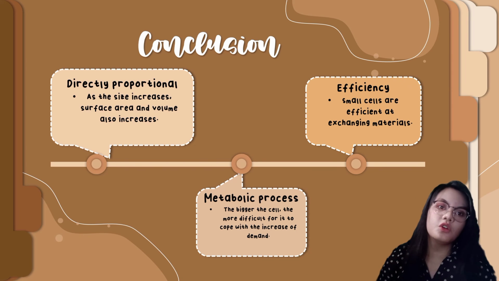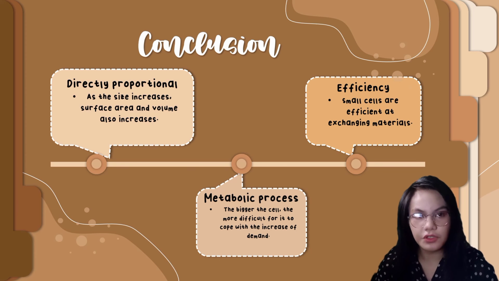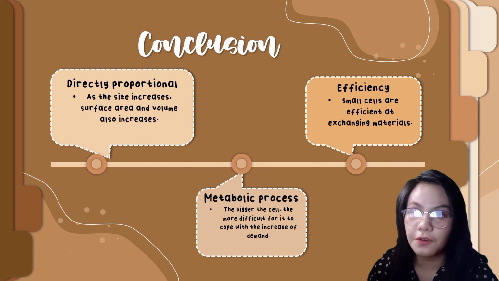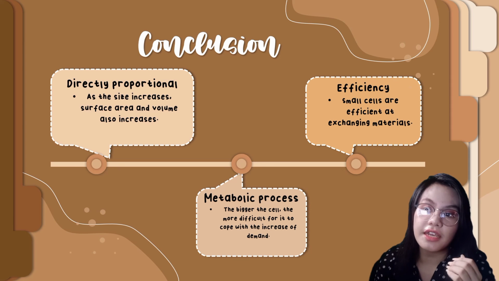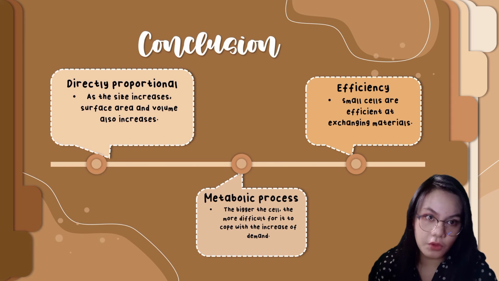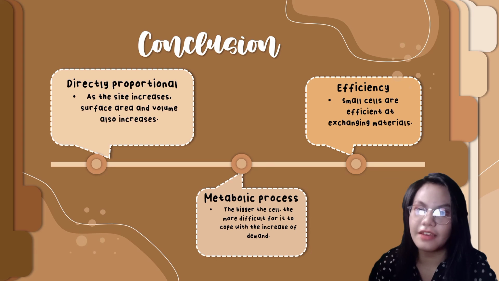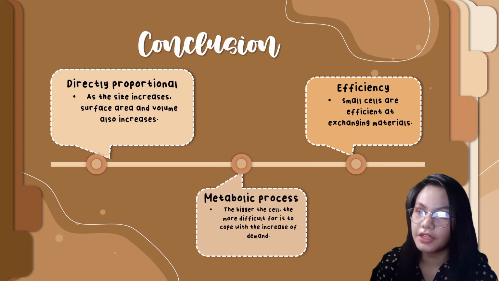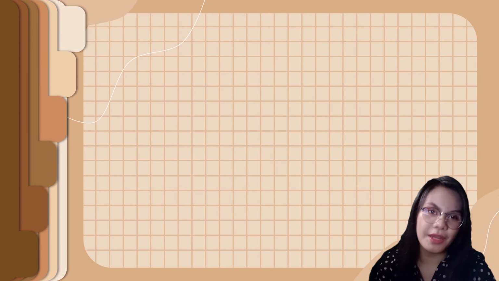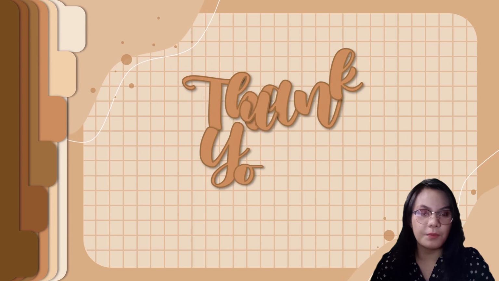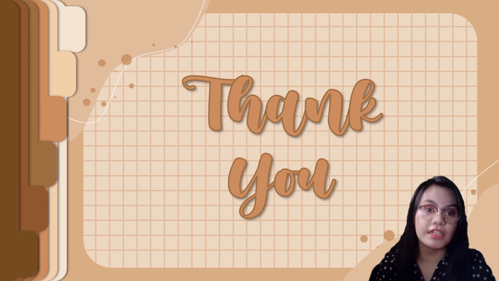Now, to conclude, all in all, cells are microscopic to maximize their surface area in ratio to their volume. If there is a large surface area to volume, it is highly efficient at exchanging materials such as nutrients and waste with its environment. So that would be my presentation about why cells are small.